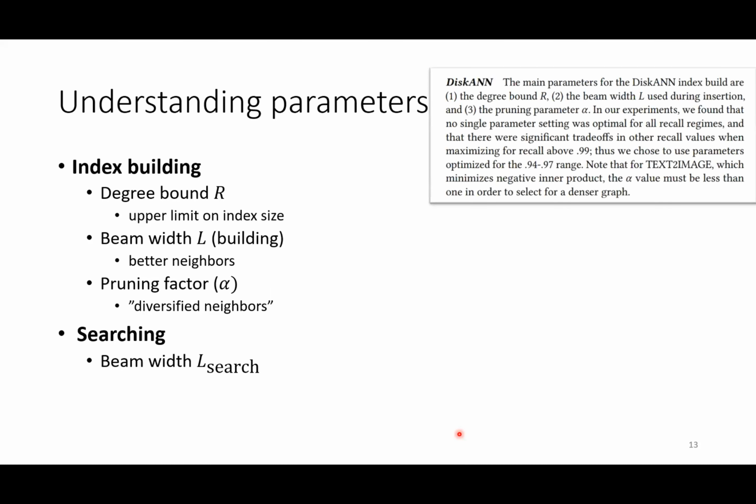Now Yusuke already told you, but just to see it also written in the paper, for this KNN, which is not HNSW but closely related, what they found in their experiments is that there is no single parameter setting that is optimal for all recall regimes. There were significant trade-offs in the other recall values when you maximize for recall above 0.99, so they chose some values. This doesn't help you so much.